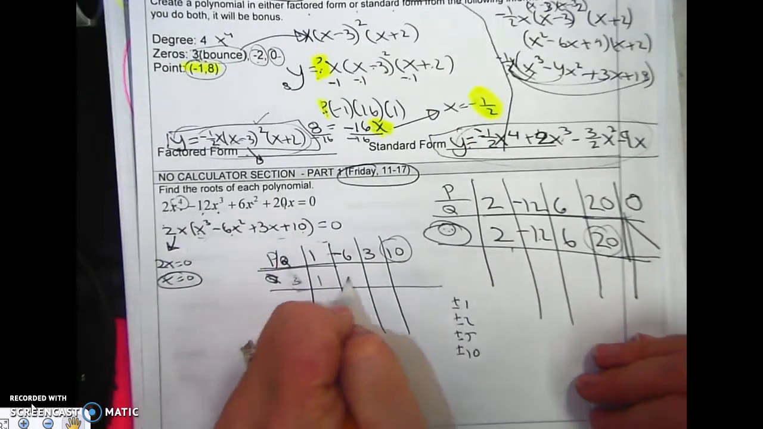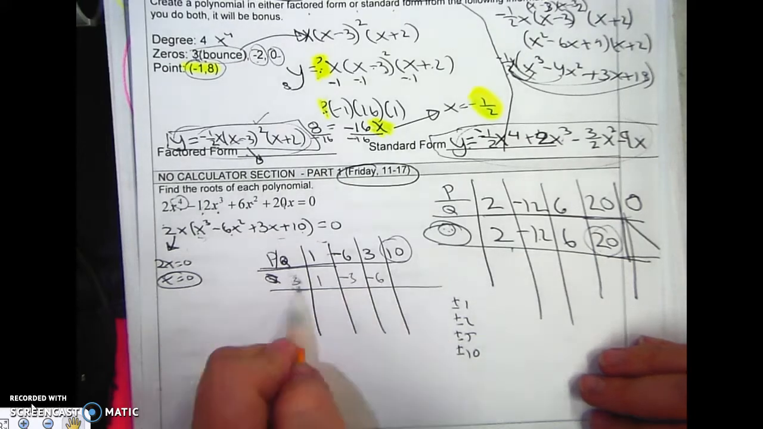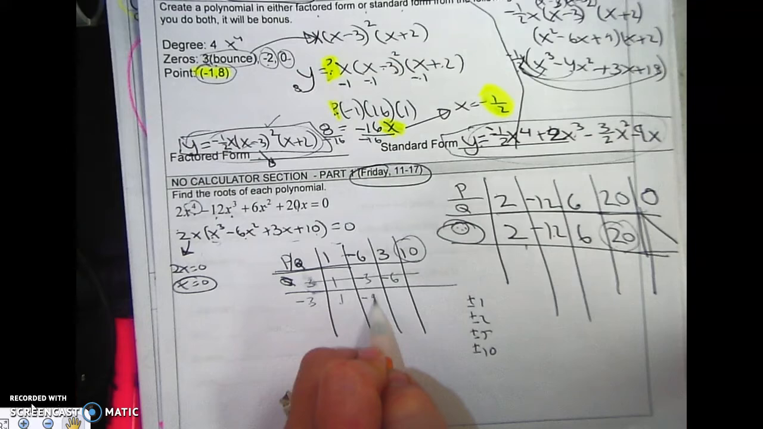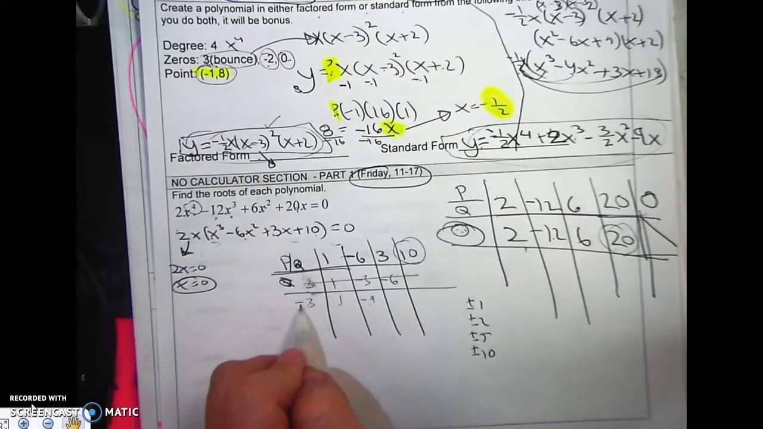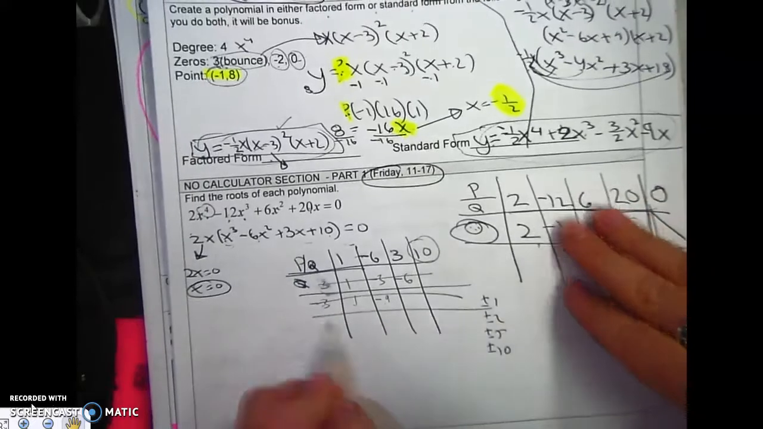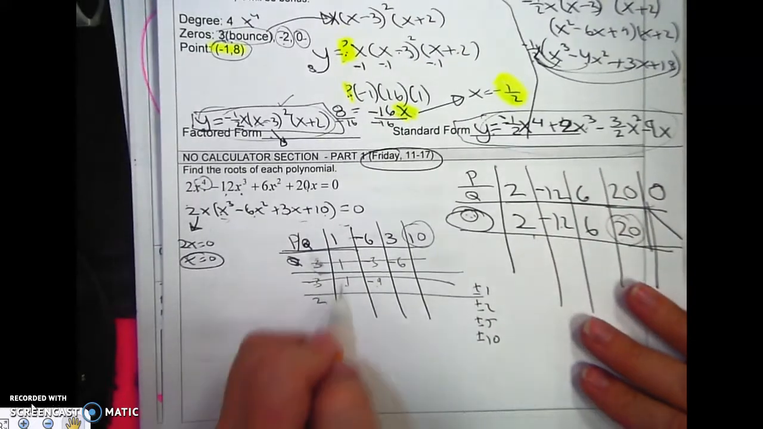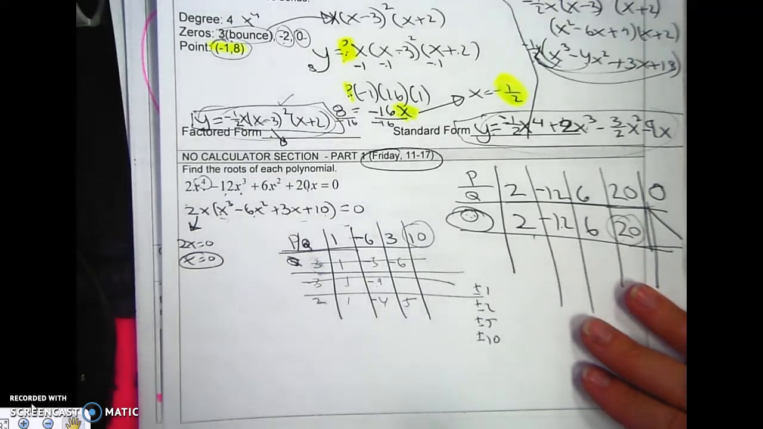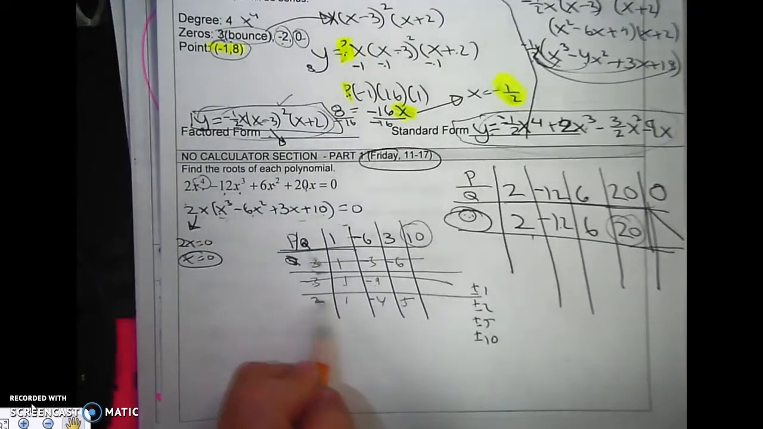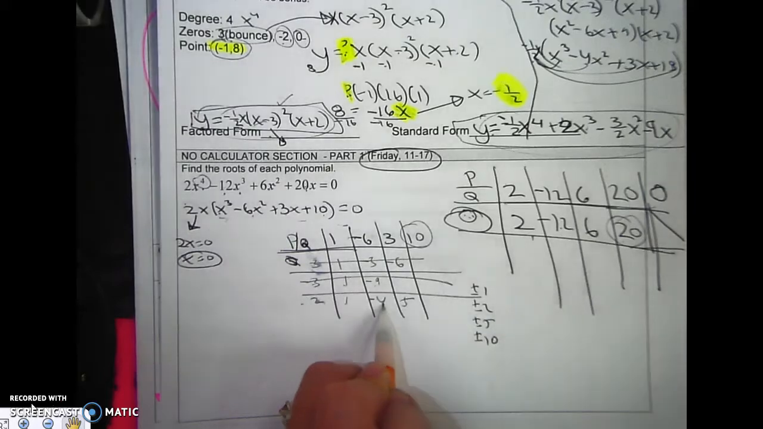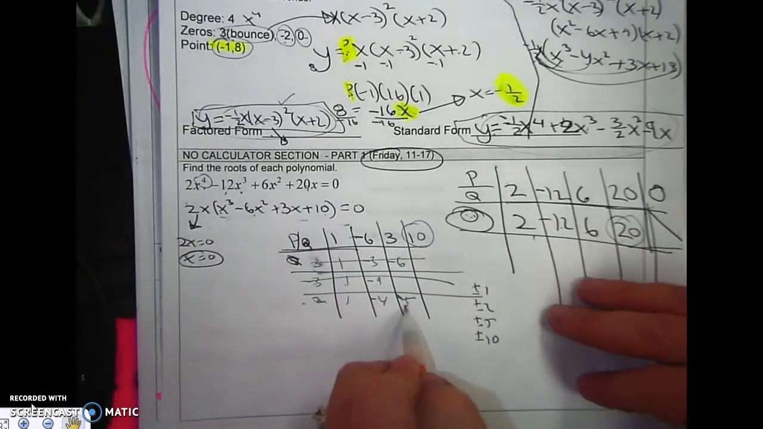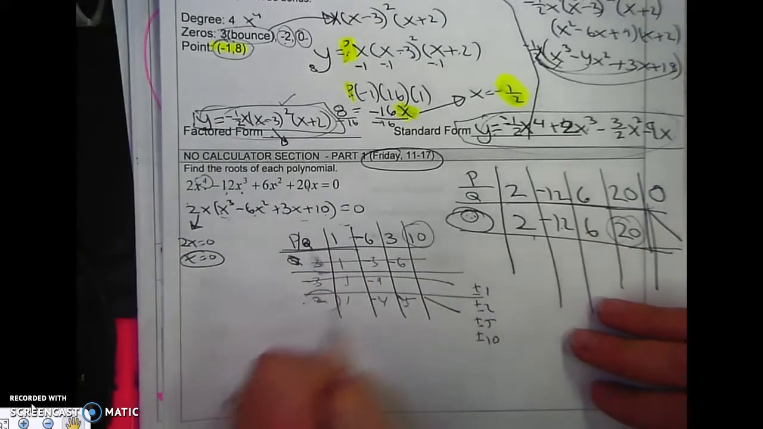Let's see. 3, 1, negative 3, negative 9, negative 6. Nope. So now let's try negative 3, 1, negative 9, 27, 30. It's not going to work. So now I try 2. Bring down the 1, negative 4, negative 8, 5. Ooh, I'm close. So let me make sure I did that one right. Bring down the 1, 2 times 1, negative 4, negative 8, plus 3 is negative 5, negative 5. 2 times negative 5 is negative 10, plus 10 is 0, so I found the other one.